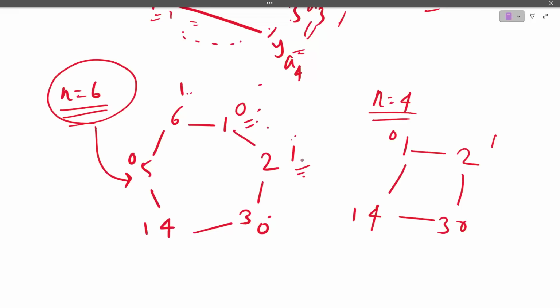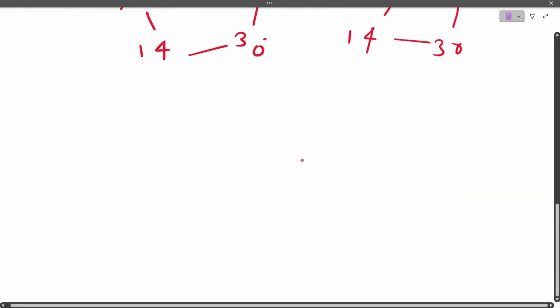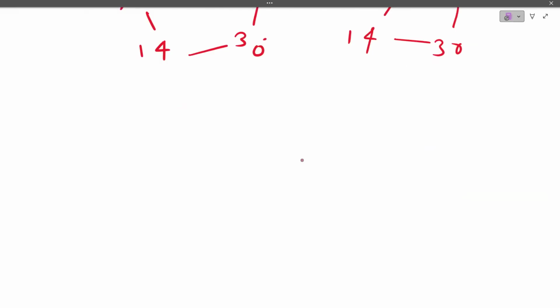Great. Okay. So now let us also try to solve the problem for an odd length cycle. So suppose n is 5. So here it is: 1, and then comes 2, and then 3, and 4, and 5.